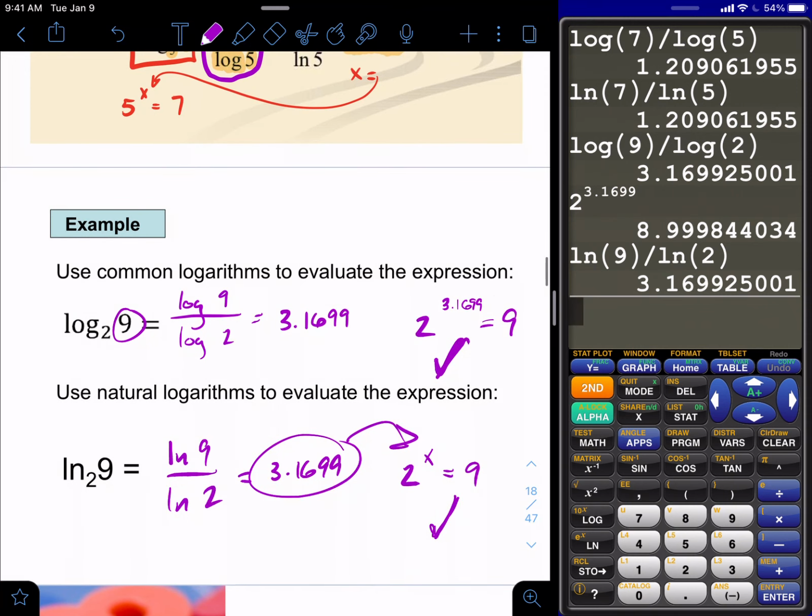So that's how we deal with things that can't be evaluated normally with just a nice number as that exponent. And sometimes we're going to get ugly exponents, and this is how we're going to work with them.